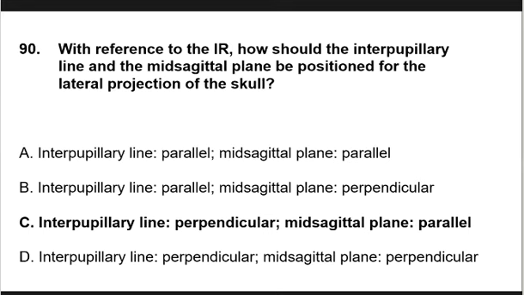Going back to number 89, what is the answer? What is the other term for interpapillary line? The other term for interpapillary line is interorbital line. The interpapillary line or interorbital line is a line that connects between two pupils. Okay, next.